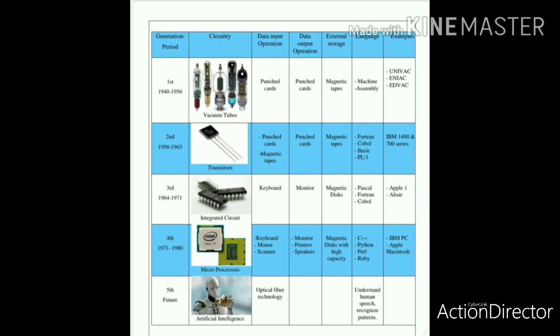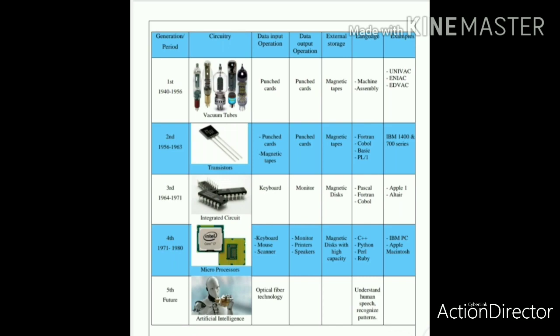So children, in the first generation we know that it used vacuum tubes. Both input and output operations were done by punch cards. The external storage was magnetic tapes. The language which was used was machine and assembly language, and one of the biggest examples of generation 1 computers is UNIVAC, which we have learnt in our previous slide.